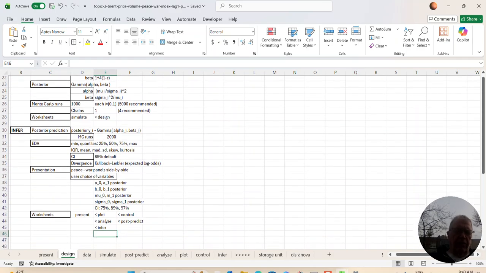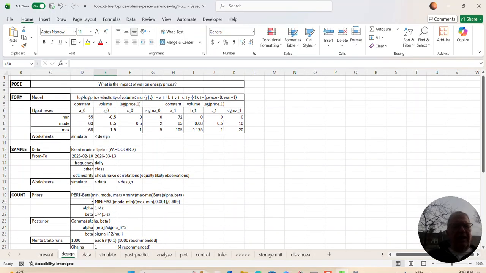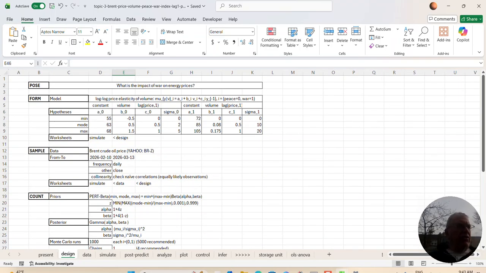And in a sense, this is the feature engineering. You could prompt AIs with this sort of thing. You could certainly prompt your systems engineers and developers with this sort of approach. It follows a very strong structure based upon how we learn and how we infer in order to learn. And it starts with a question: what is the impact of war on energy prices? Then we make up a model.